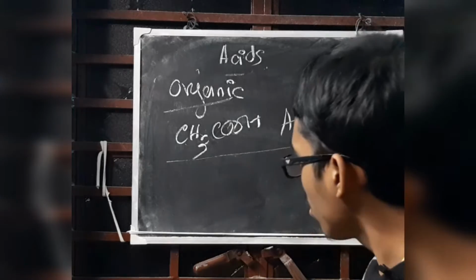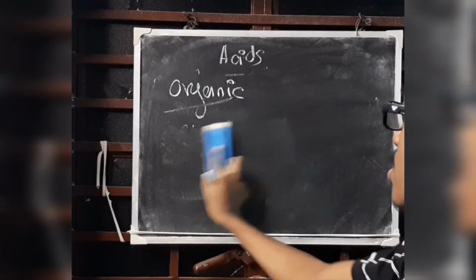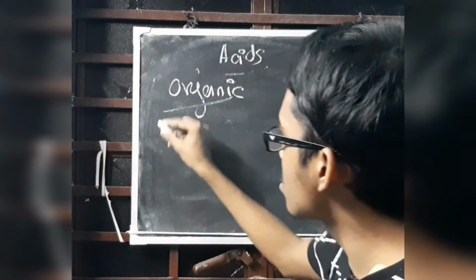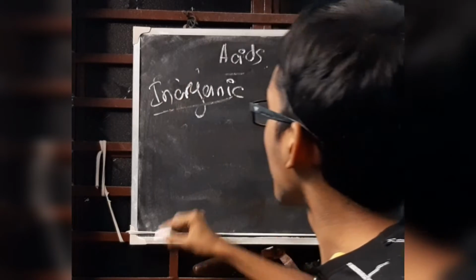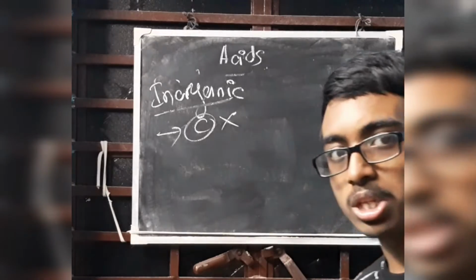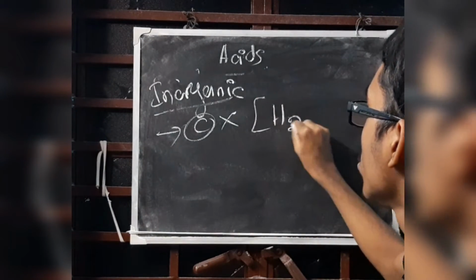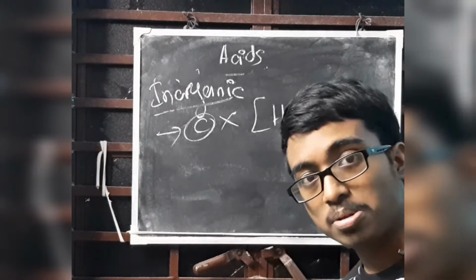Now the inorganic acids. They have characteristics opposite to those of organic acids. First characteristic: carbon not there. Exception: H2CO3. Is carbon present? Yes, there carbon is present.